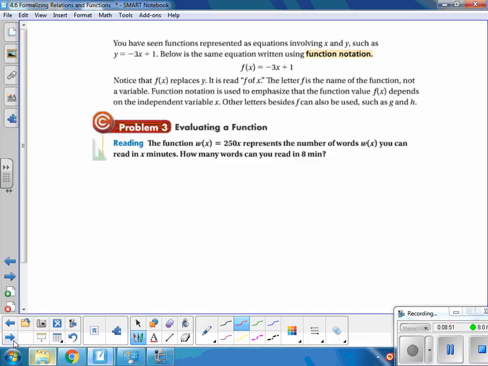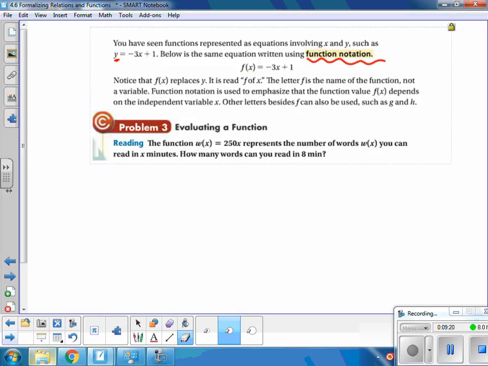You have seen functions represented as equations involving x and y, such as this very common equation, y equals -3x plus 1. But we're going to go ahead and start using function notation for each one of these. What happens in function notation is that f(x) replaces the y. So you can see that right here. Wherever my y is, I'm going to put f of x. So it's f, parenthesis, x, close parenthesis, and that's read as f of x. The letter f is the name of the function. It's not its own variable. It's not like an unknown. But what it is, is just telling us that this is a function that we're looking at.